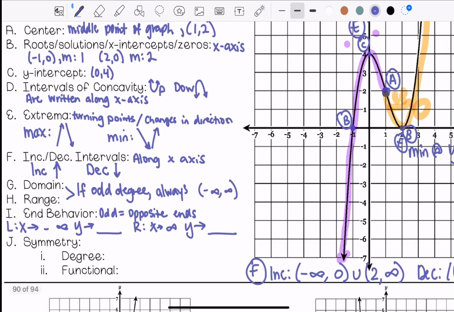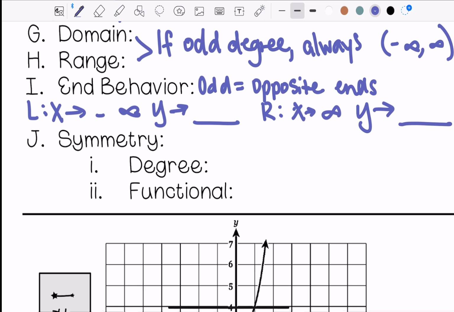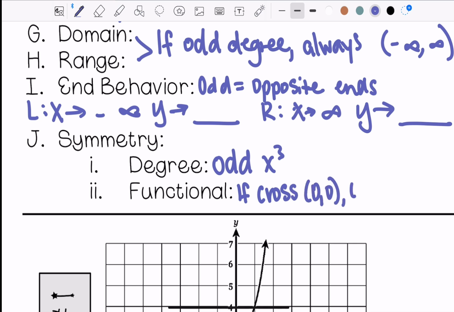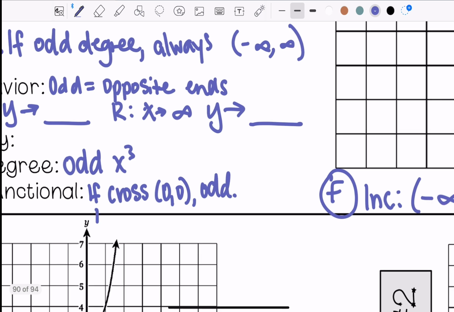And then last but not least, we have our symmetry. For degree, remember we are an odd degree because it's x cubed. And again, what we know about that is that our ends are going in opposite directions. And then functional symmetry: if we go through 0, 0, so if we cross through the origin, it's going to be odd. If not, then it's neither.